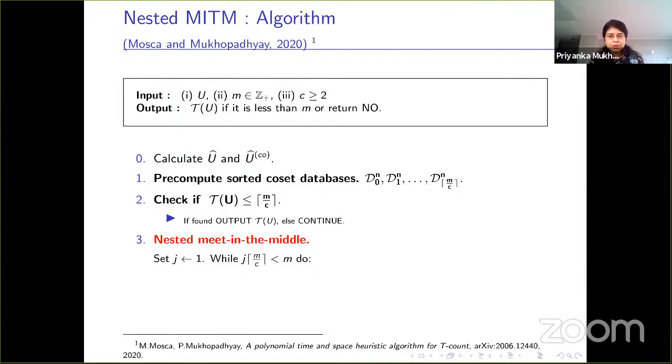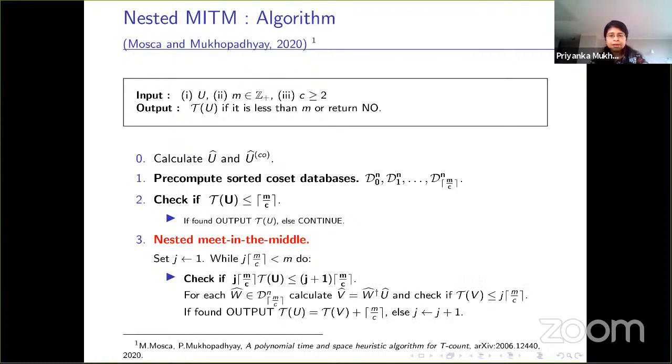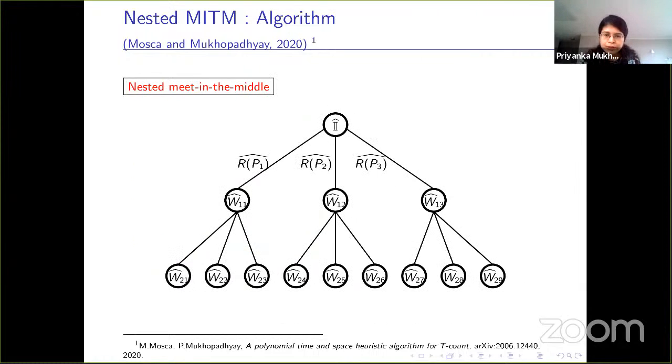iterations. What we do is basically we take the unitaries at the last level of the tree, and using this we search for any other unitary in the database so that the T count of u is at most say twice m by c. If we do not find it, then we check if it is thrice m by c and so on. Okay, so it will be useful to describe in this diagram.